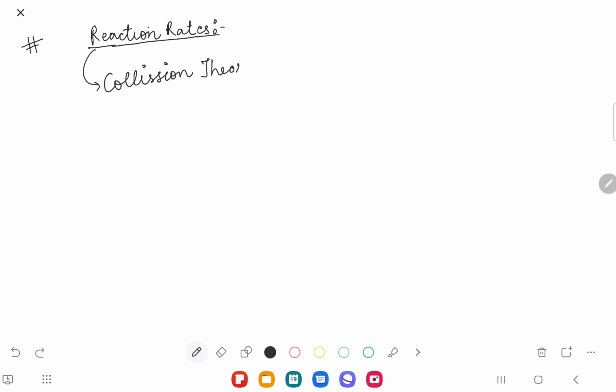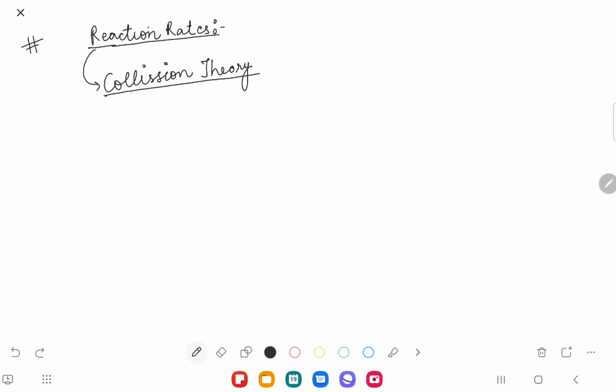Now understand. When we are doing reaction rates, just understand what topic it is. It is a very simple topic. We have to discuss in this the collision theory.